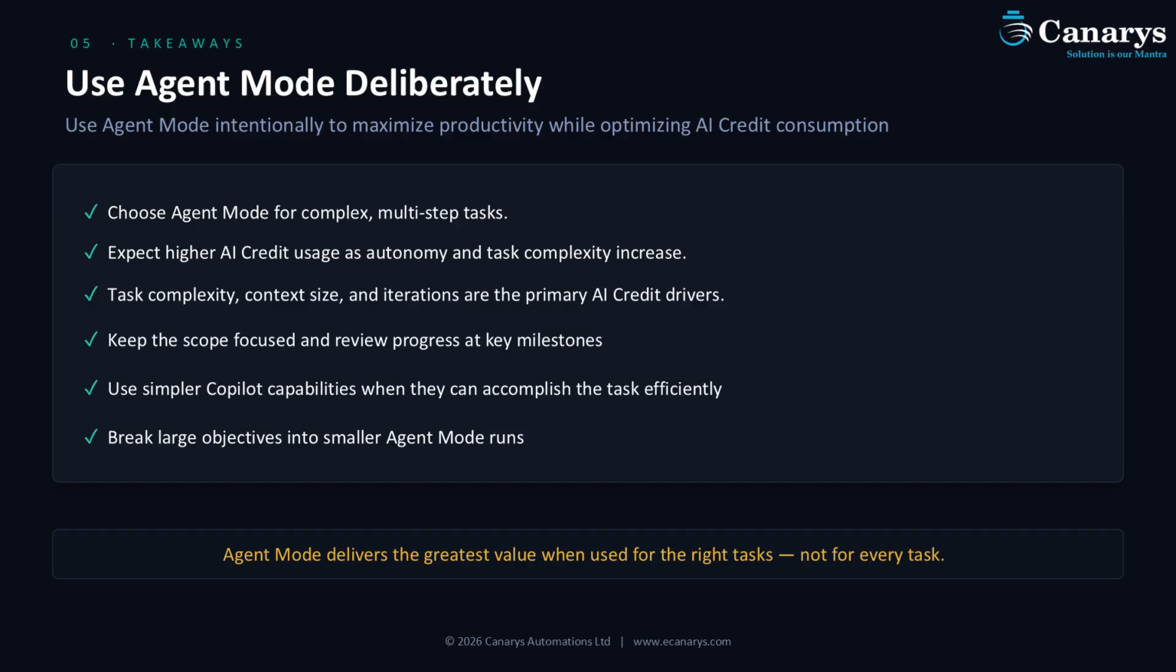Some of the key takeaways from this module are: agent mode is a powerful capability, but it's not the right choice for every task. Use it for complex, multi-step work where planning, reasoning, and autonomous execution provide real value. Remember that AI credit consumption depends on the amount of work the agent performs. Larger context, more planning, more iterations, and more complex tasks all increase AI credit usage. To use agent mode efficiently, keep the scope focused, review progress at key milestones, and break large objectives into smaller runs whenever possible.